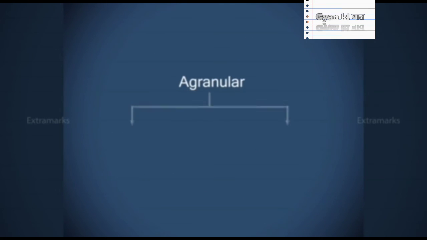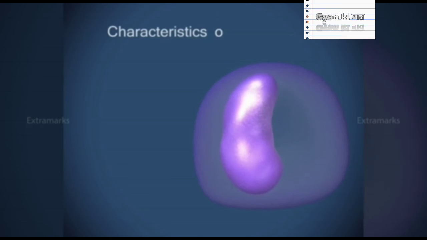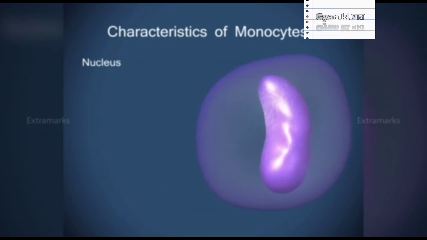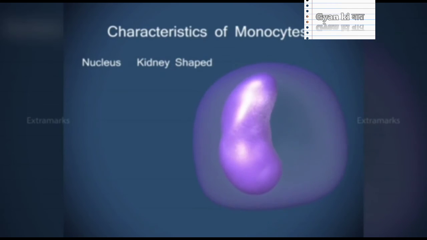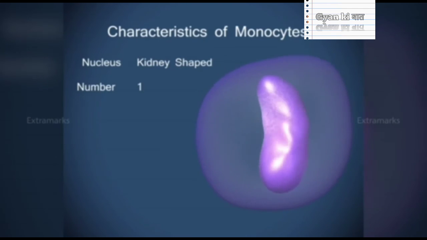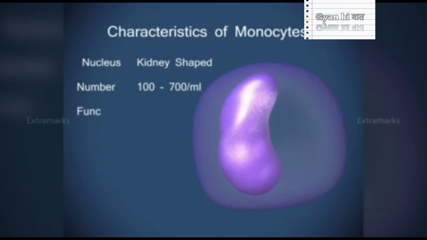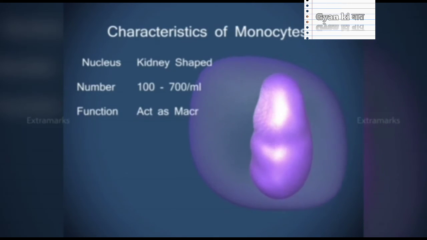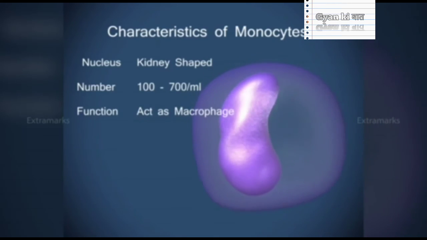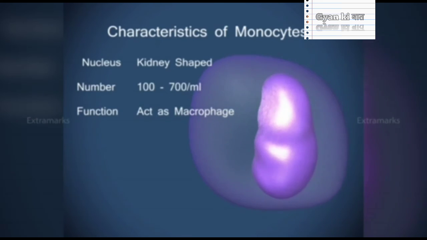Agranulocytes are of 2 types, monocytes and lymphocytes. Monocytes have a large kidney-shaped nucleus and abundant cytoplasm. They number 100 to 700 cells per milliliter of blood. They become macrophages in tissue upon stimulation and attack pathogenic bacteria. They also feed on dead tissues.